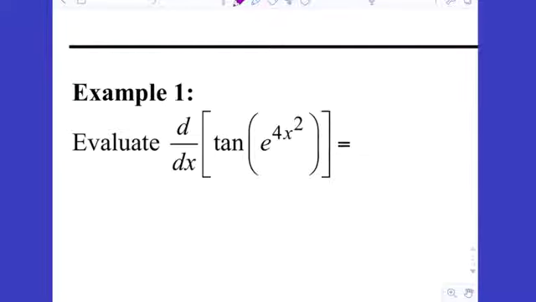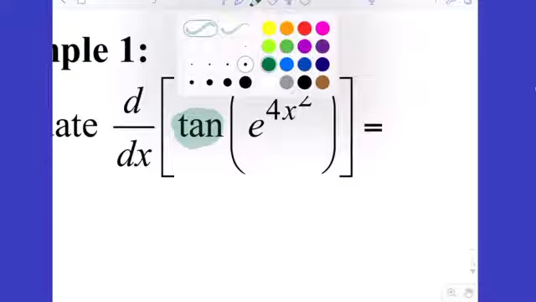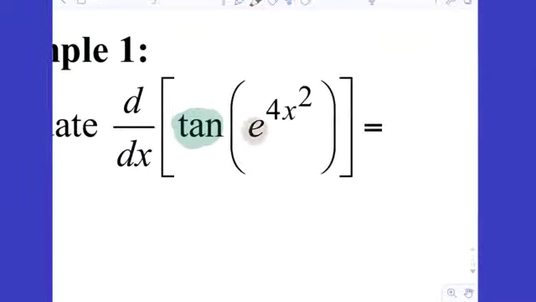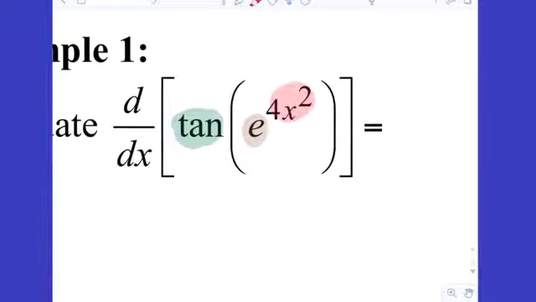It says to evaluate the derivative with respect to x of tangent of e to the 4x squared. Okay, review. So this is definitely a composite function. How many layers do we have? Well, there's two inside functions inside the third layer, which is tangent. So the outer layer is tangent. And then if you work inside one layer, you have the e layer. And then the innermost layer is 4x squared.